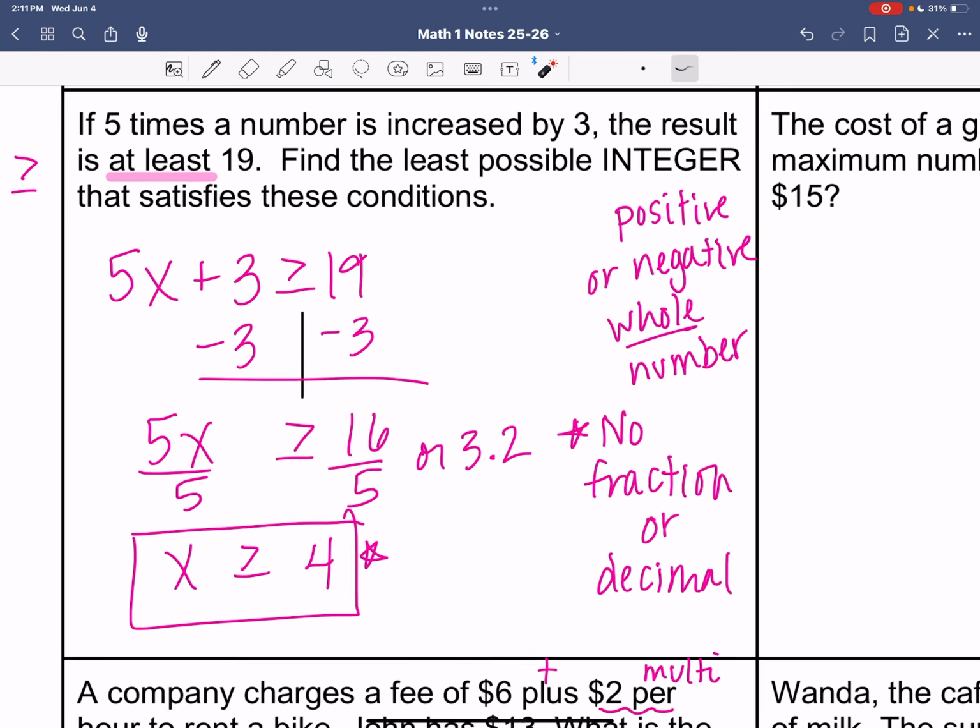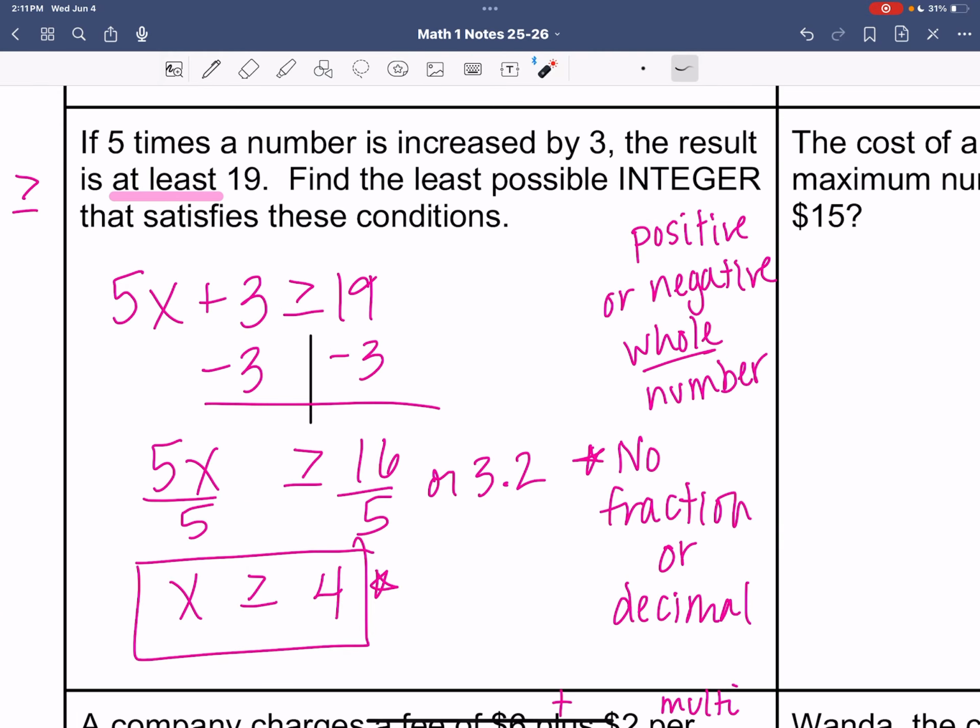All right, this one says if 5 times a number is increased by 3, so that's plus 3, the result, or excuse me, the answer is at least 19. So this is the at least 19. So when you put it all together, this is your inequality, and then you're going to go ahead and solve it.